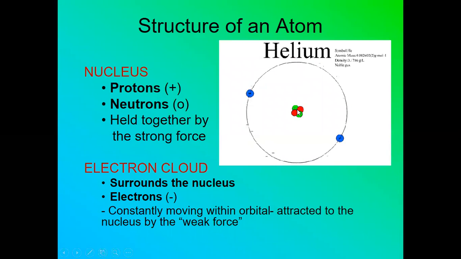These are held together by the strong nuclear force. Out here on the edge, we have electrons. The electron cloud orbits in the space around the nucleus. If there were more than one electron ring, the outermost one would be called the valence ring. The force that keeps the electrons orbiting around the nucleus is the weak nuclear force.